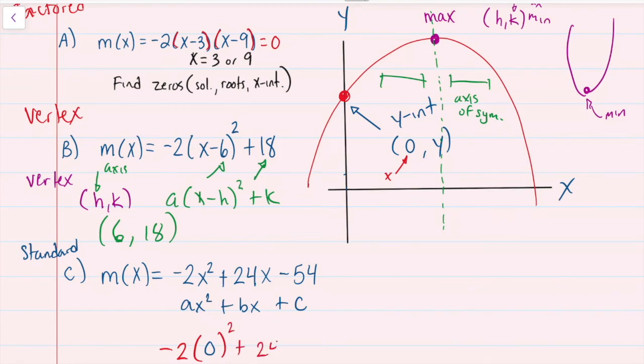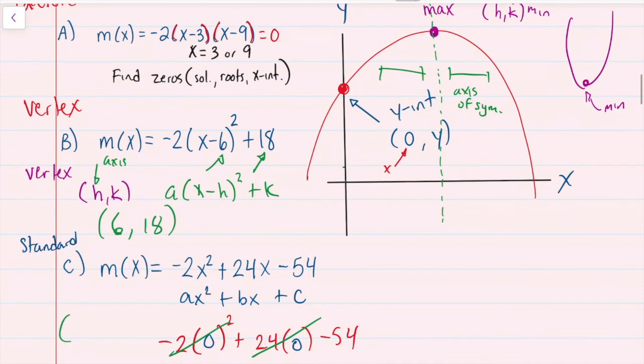Squared plus 24. What is this going to be? A 0 again? Well, I'll keep plugging it in. Minus 54. You would notice how easy it is to find the y-intercept. The y-intercept was negative 54. So as a point, it would have been (0, -54). So letter C, to find y-intercepts, it's a lot easier when you have it in standard form.